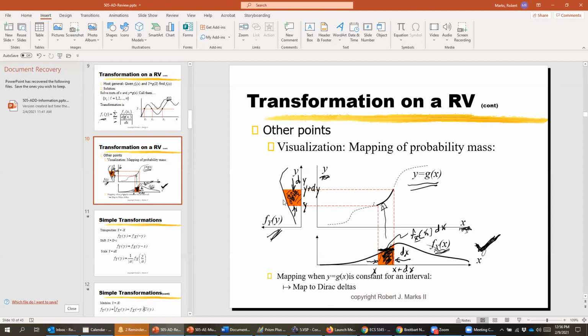What's the area of the probability here? The area of the probability here is f sub y times dy. And we want to make sure that those probability masses are the same. So do we see that? Therefore, what we've assumed here is that f sub y of y dy is exactly the same as f sub x dx, right?